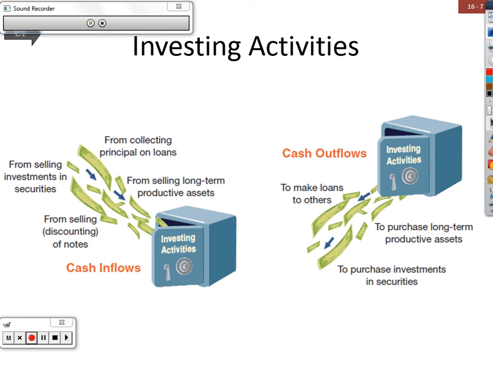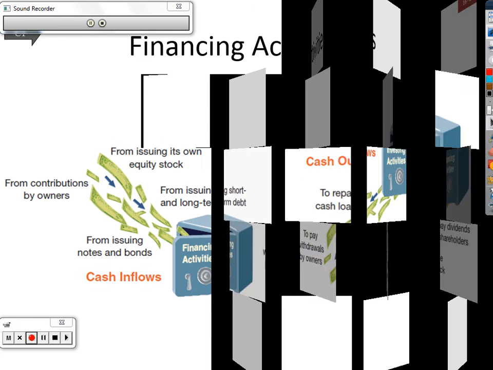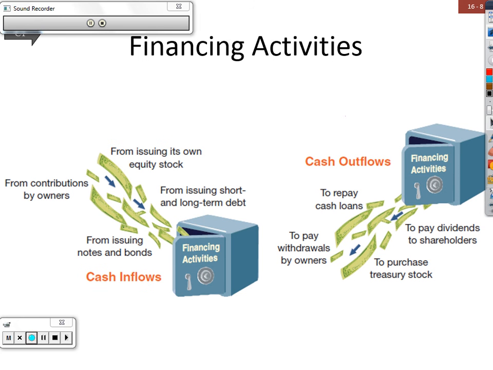Cash outflows, if you make loans to other people, if you purchase more assets, if you purchase more securities, all of those things signify money going out that needs to be accounted for under this section. Financing activities, that deals with the loans and everything that probably are taken out, any kind of stock, things of that nature.